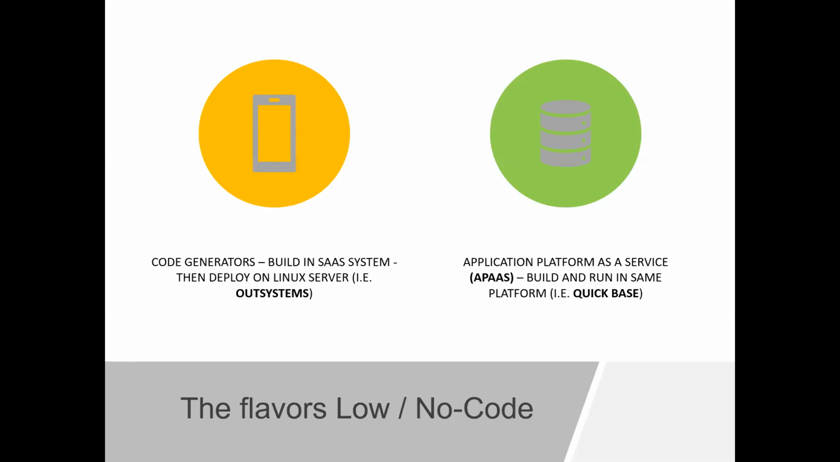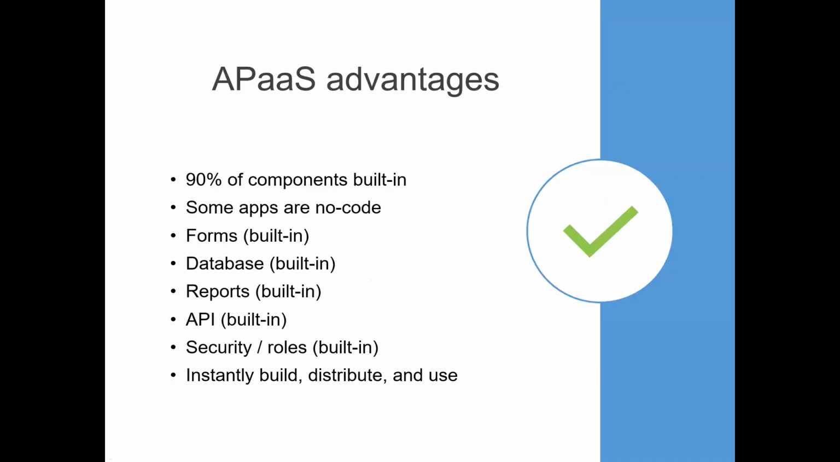An application platform as a service, on the other hand, is somewhere that you build and run everything in the same platform, like QuickBase. There's no code, there's no server. Everything is one piece, and there's no dividing line between code and server. It's all the same. So what are the advantages of that? Well, there are some significant advantages to that.